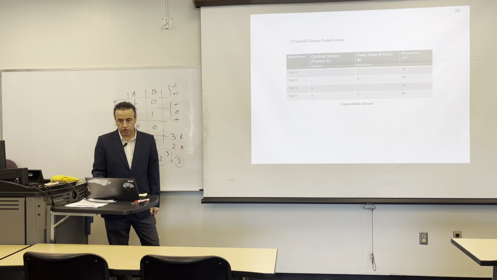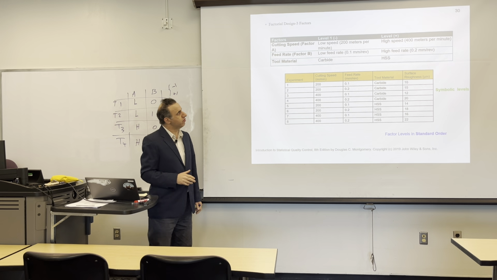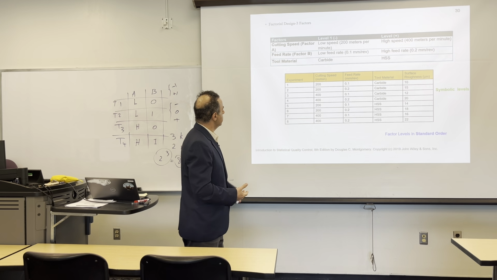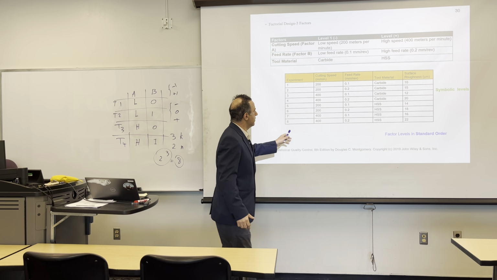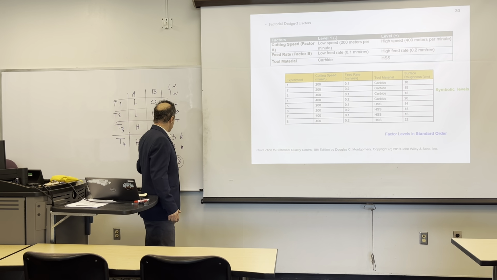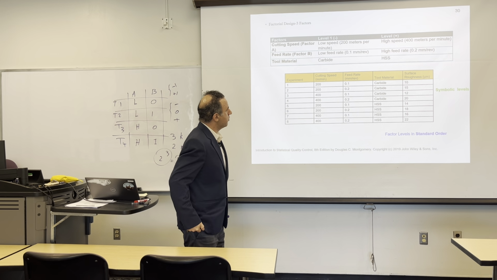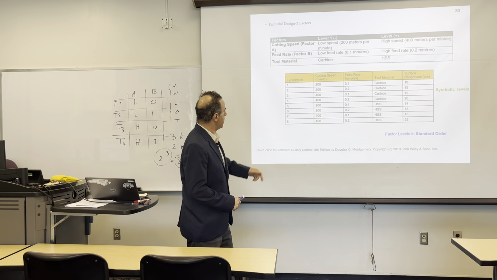So that was for two factors. If you have three factors, the chart is going to look like this one. I said we had 2 to the power of 3, so n is 2, k is 3. So we're going to have 8 combinations. The number of experiments will be 8.